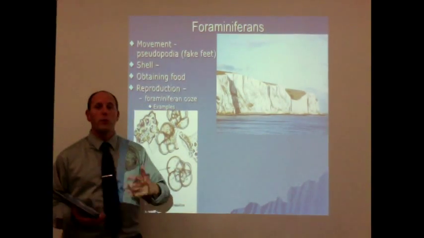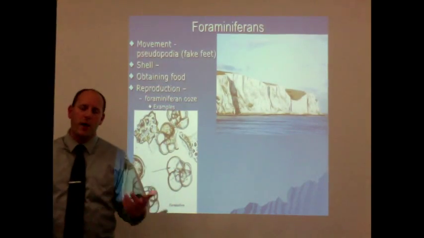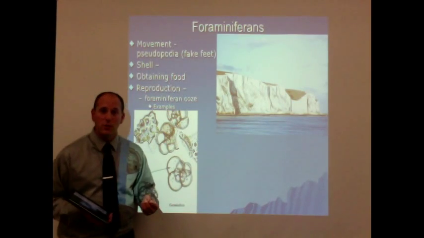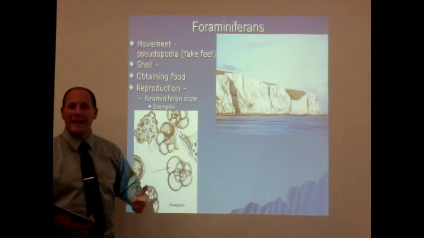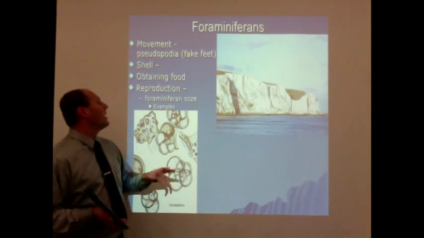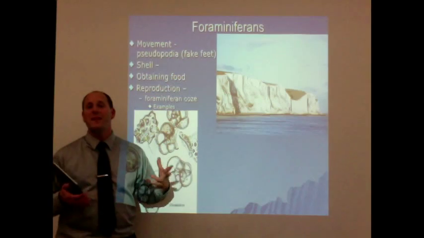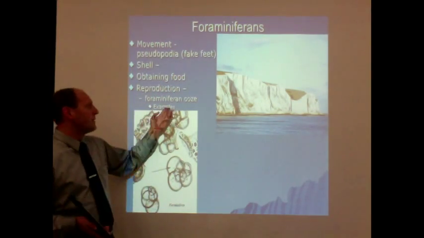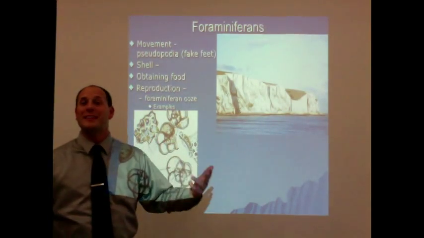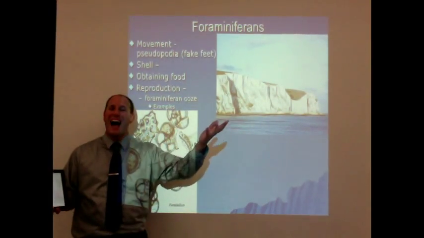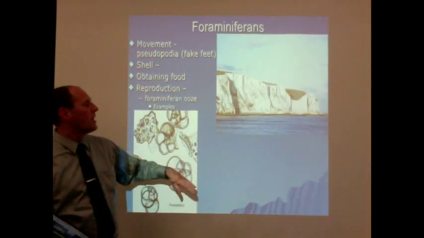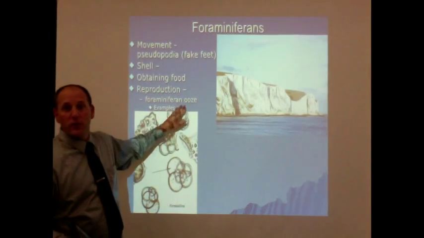Reproduction-wise, since they are one single cell, they will reproduce through the process of mitosis, dividing into two, growing larger, dividing again. In situations where the conditions are right, they will reproduce in tremendously high amounts, forming huge numbers of these organisms. When those organisms deplete the calcium carbonate in the water, they die, they sink down to the bottom, and they form these huge areas of what we call foraminiferan ooze.